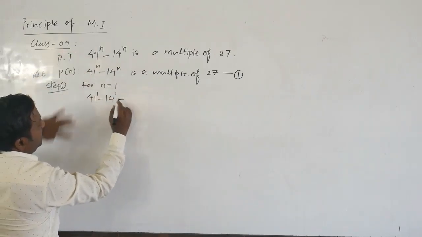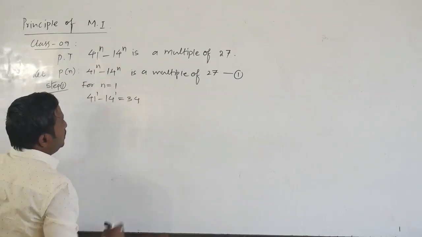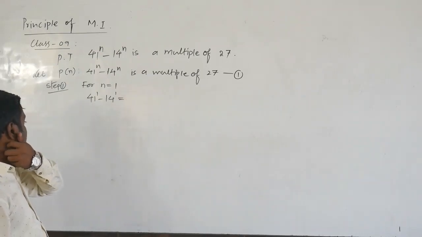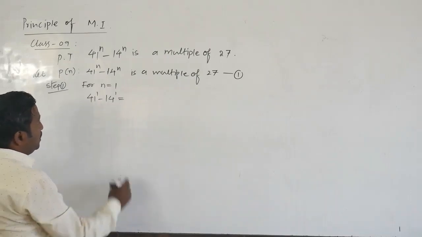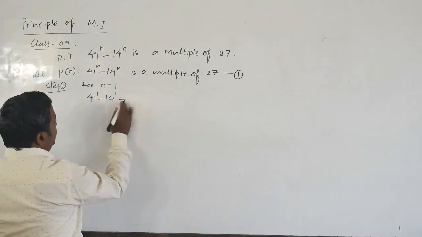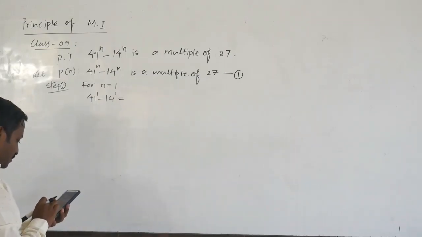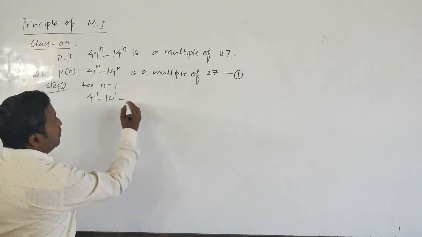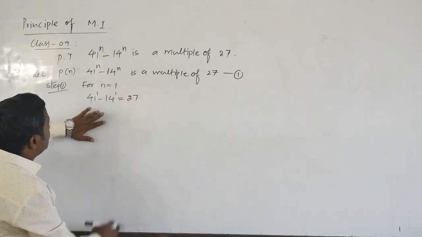So 41 minus 14 is nothing but 34. I'm sorry. I started wrong, once again. I'm sorry for the disturbance.